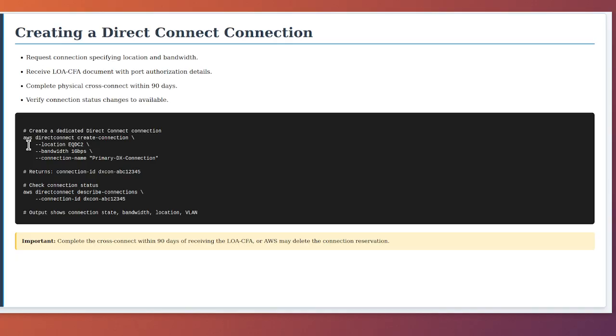The bandwidth parameter defines the port speed. In this example, we are requesting a 1 gigabit per second connection. The connection name is simply a friendly name to identify your connection in the AWS console. When this command executes successfully, AWS returns a connection ID, which is a unique identifier for your connection. At this point, AWS has reserved a port for you, but the connection is not yet active. The connection will be in a requested state.